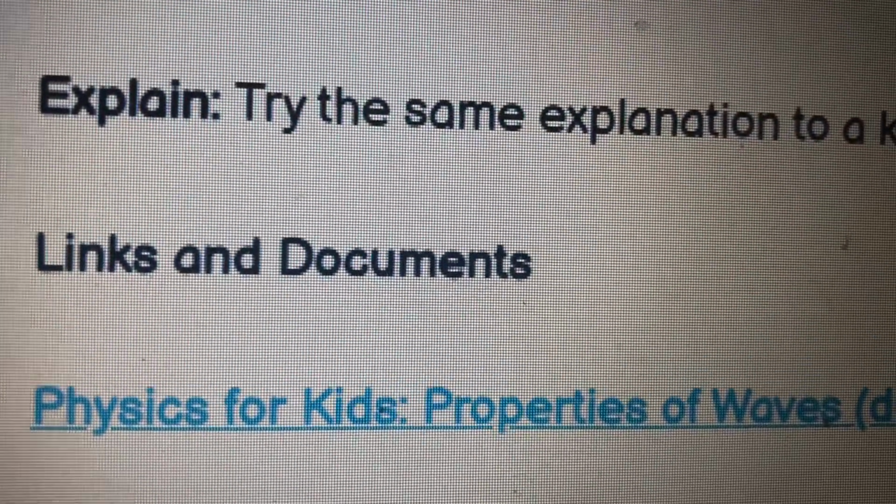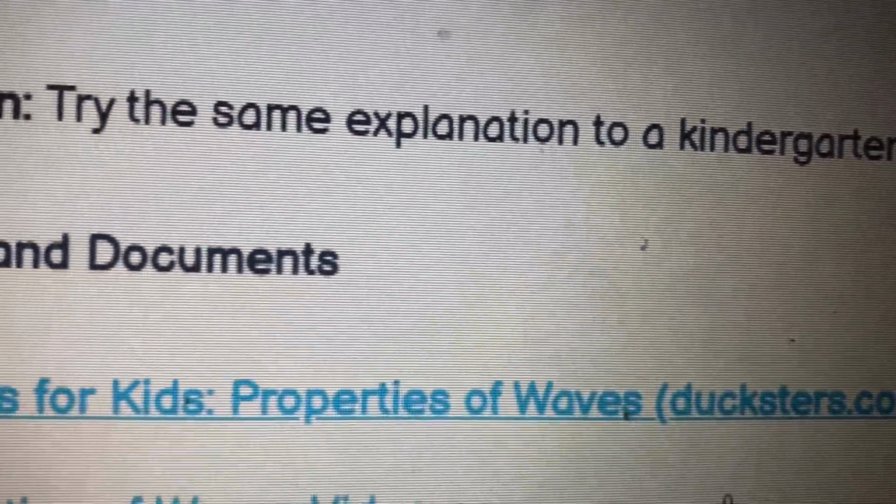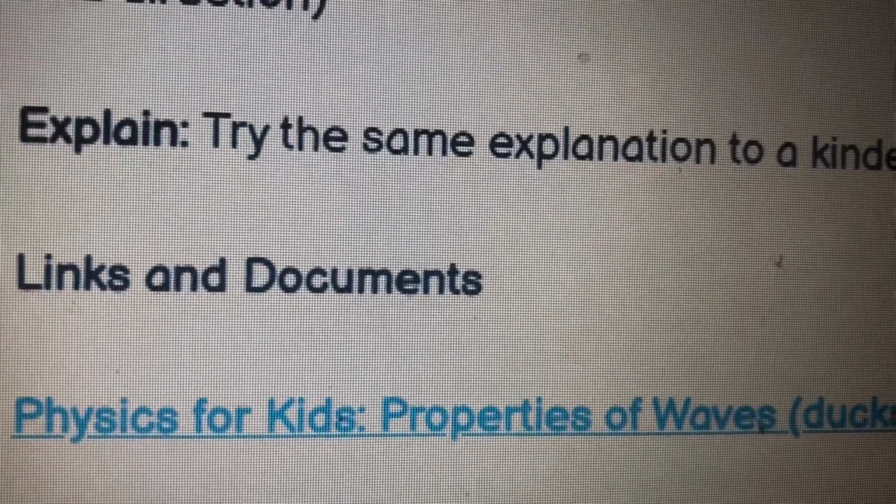All right, so were you able to find the definition to those two words? If you didn't, guess what? We are going to read an article, and for sure, you will know what a wave is and what the properties are, and you will definitely know the meaning to those two words. So I want you to click on a link to a website, okay? Let me show you what the name of that website is. So it is this one right here, Physics for Kids, Properties of Waves, Docsters.com. Okay? Click on that and we are going to read it together.